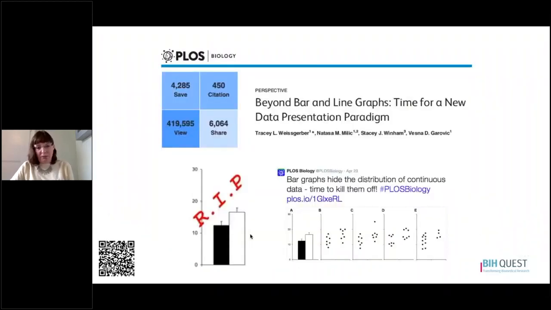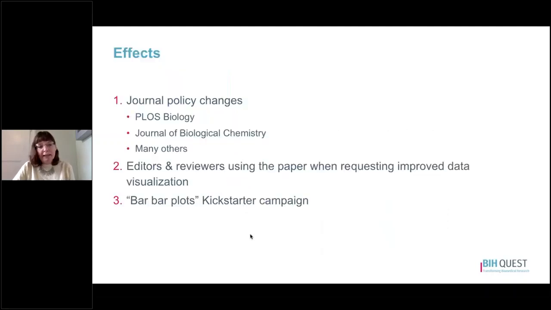So this is what triggered me to start working on what later became our 2015 paper that was published in PLOS Biology, where we looked at the inappropriate use of bar graphs to present continuous data in physiology papers. This paper was viewed more than 100,000 times in the first month that it was published. And it's since gone on to contribute to policy changes in a variety of journals, and some early adopters here that implemented policies asking authors to replace bar graphs of continuous data with more informative graphics were PLOS Biology and the Journal of Biological Chemistry. But many other journals have now implemented policies as well.